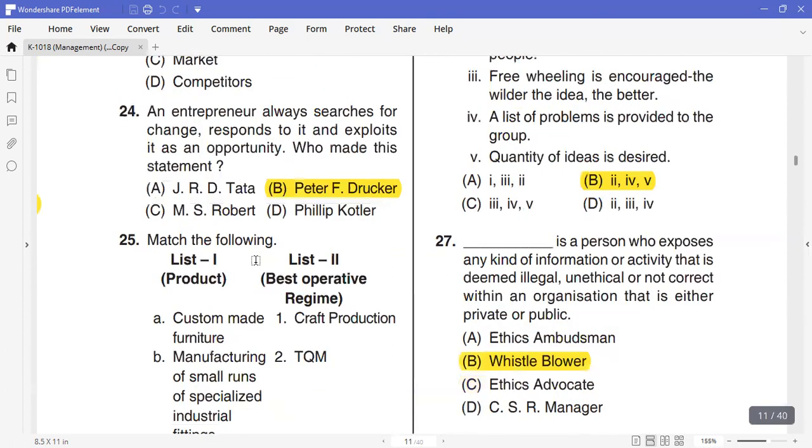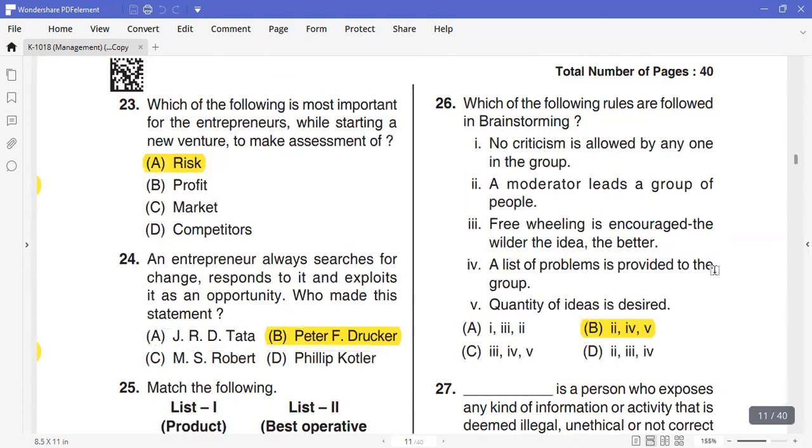Now let us go to the next question, the 26th question. Which of the following rules are followed in brainstorming? The correct option is B. A moderator leads a group of people.